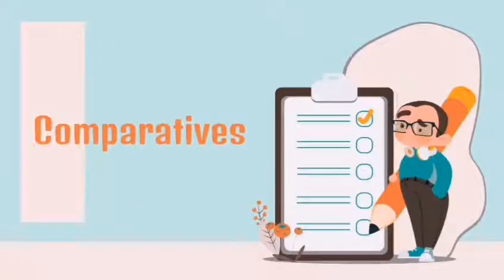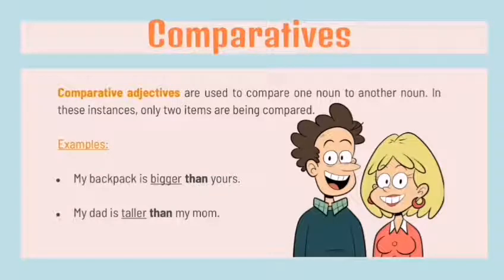Comparatives. What are comparatives and when do we use them? Comparative adjectives are used to compare one noun to another noun. In these instances, only two items are being compared. And here we have two examples.